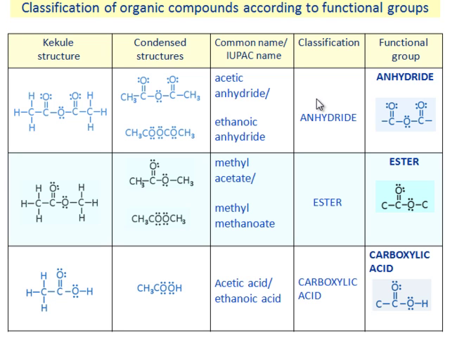Class of compound: anhydride, exemplified by acetic anhydride. Functional group: anhydride group. Class of compound: ester, exemplified by methyl acetate. Functional group: ester group. Class of compound: carboxylic acid, exemplified by acetic acid. Functional group: carboxylic acid group.